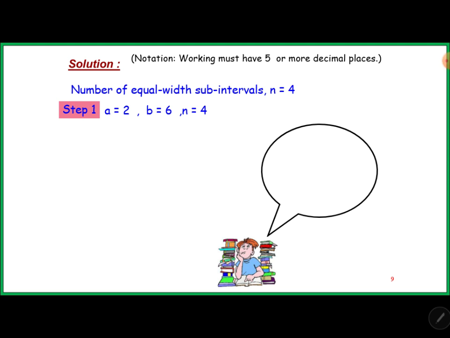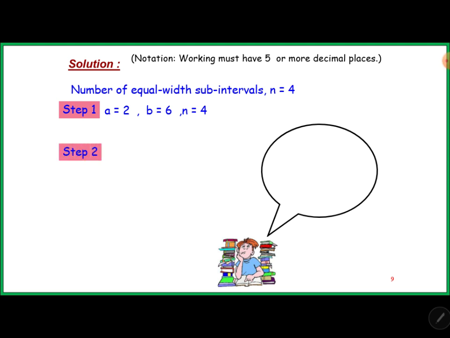So the first step is to know what important information we should take note of. The first one is the number of subintervals or the number of strips, which is n. How many n should we have? Following the question, it asks you to find by using 4 subintervals, so n is equal to 4. And then what is a? a is the lower limit, which is equal to 2. b is the upper limit, which is equal to 6.